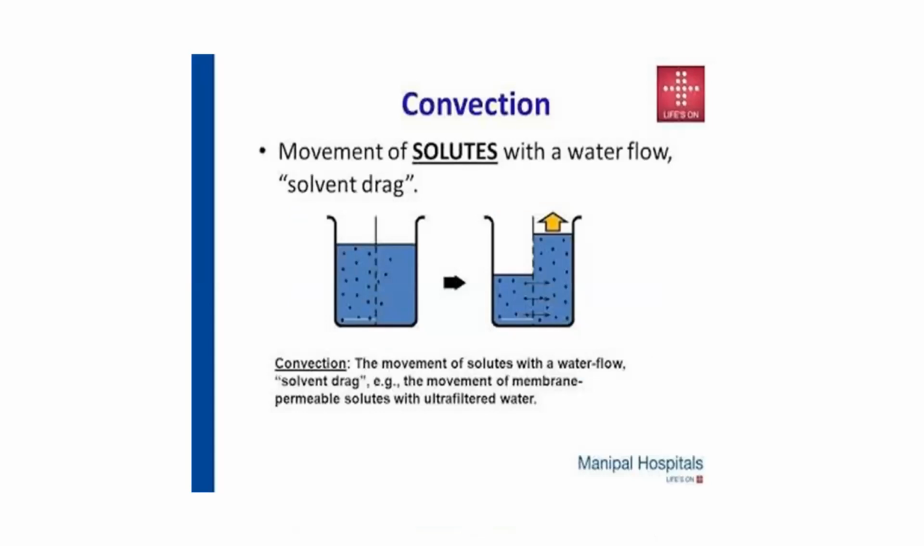Now, convection is slightly difficult to understand. It's the movement of solutes with the flow of the water. It is also called solvent drag. The movement of solute with water flow, the movement of membrane permeable solute with ultrafiltrate water. Suppose whenever you remove water, along with it certain elements which are permeable to the membrane move along with the amount of water, and this is called solvent drag. Solvent drags the remaining elements along.